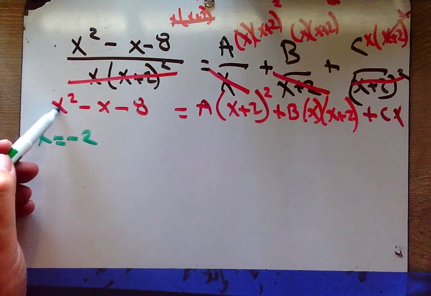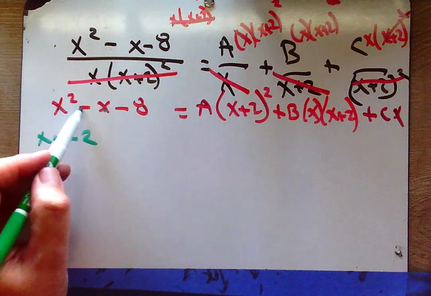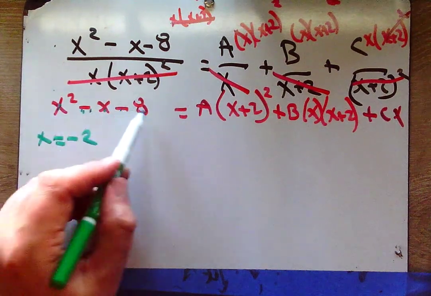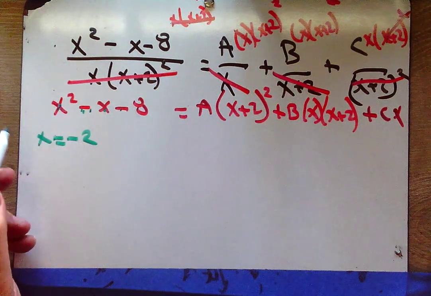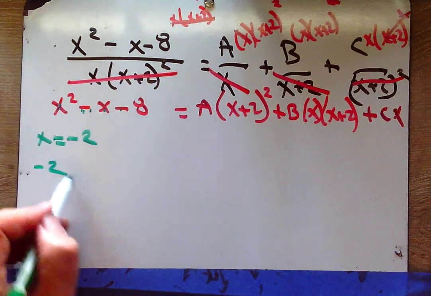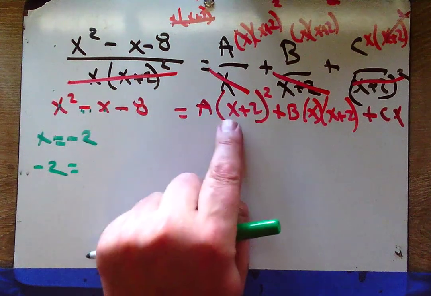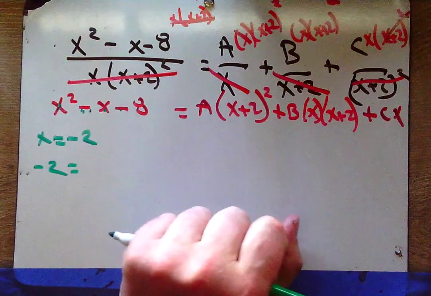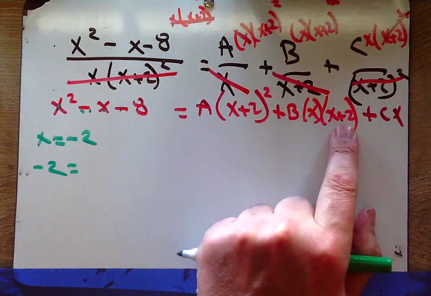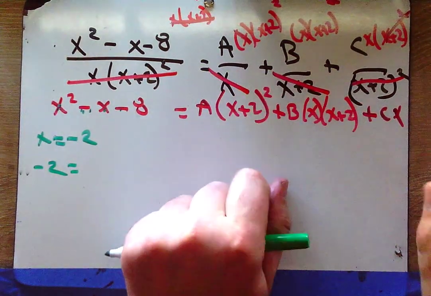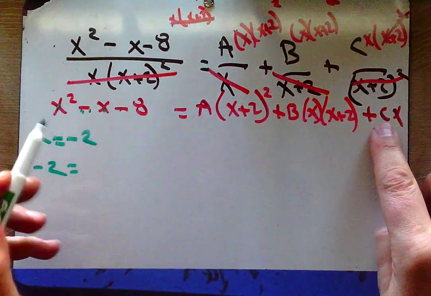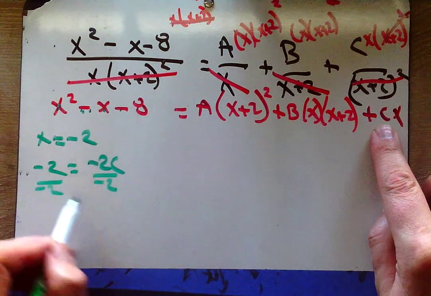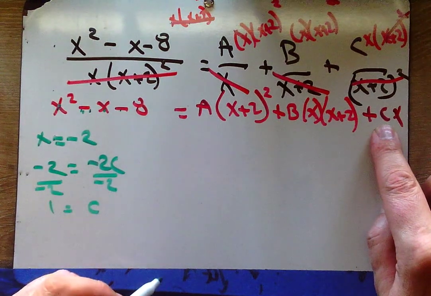X equals negative 2. Negative 2 times negative 2 is 4. Negative 2 times negative is plus 2, so 4 plus 2 is 6. 6 minus 8 is negative 2. Okay, negative 2 on that side. And over here, if I plug in, negative 2 plus 2 is 0, so all that goes away. Negative 2 plus 2 is 0, so all that goes away. So just a negative 2 times c. And if I divide both sides by negative 2, I see that c is equal to 1.